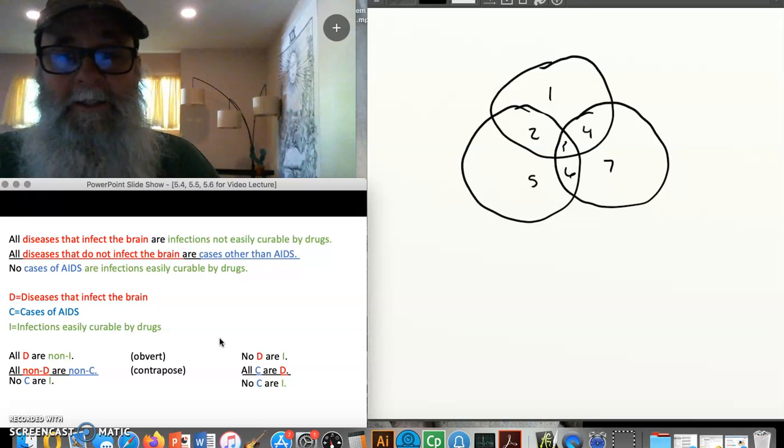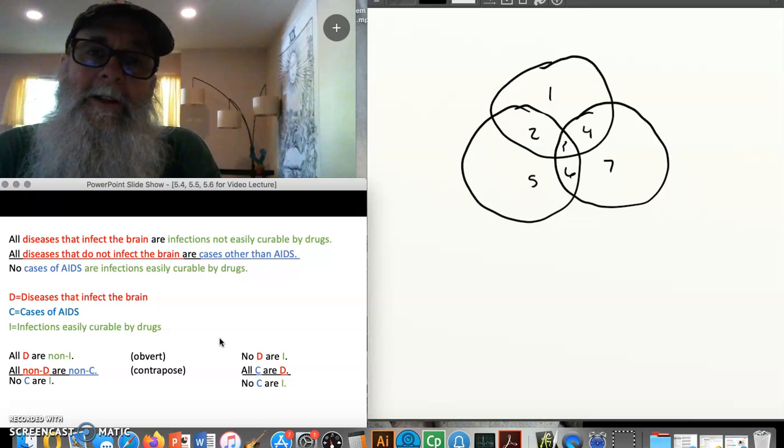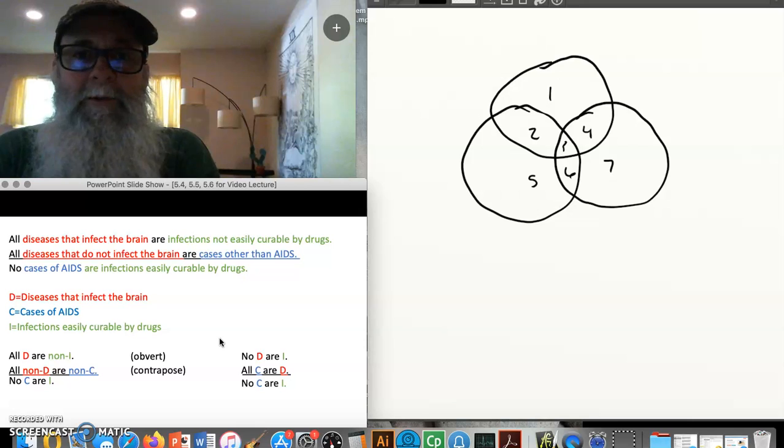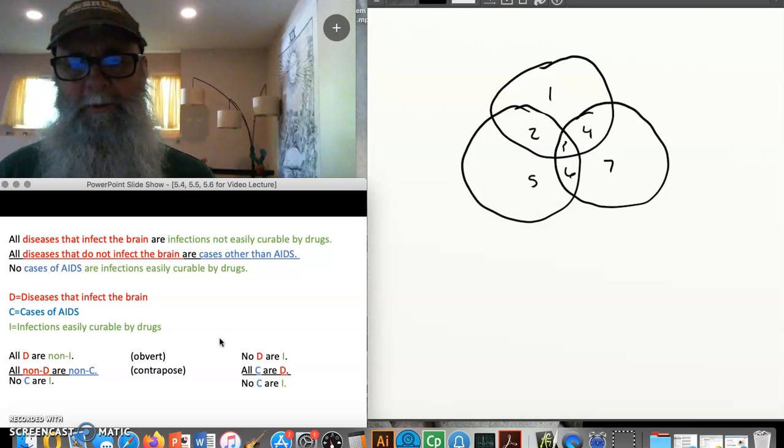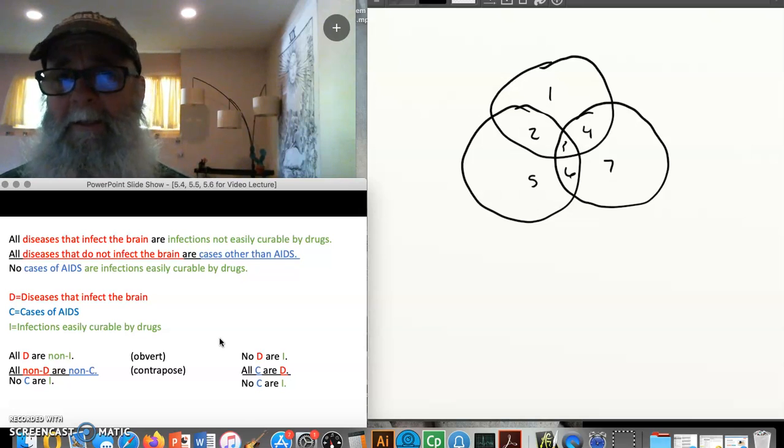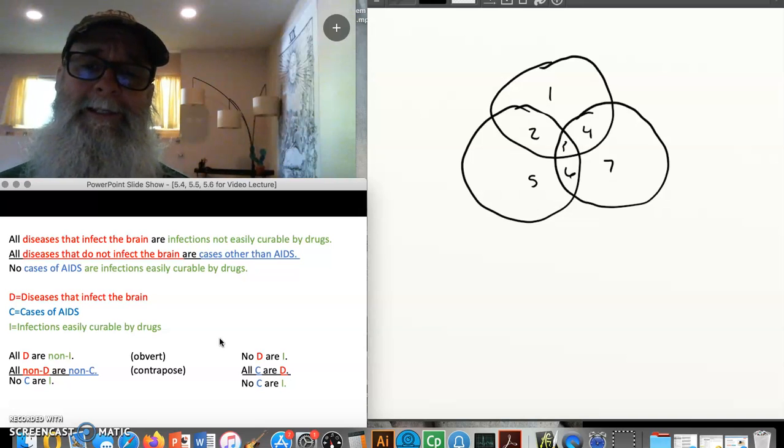So now that I've got this in standard form, I can go ahead and apply the 5 rules. If it breaks any of the 5 rules, this argument is invalid. But if it doesn't break any of the 5 rules, then we're good to go because it's a valid argument. So the first rule says your middle term has to be distributed at least once. The term that appears in both premises, but not the conclusion, needs to be distributed at least once. In this case, that term is D.